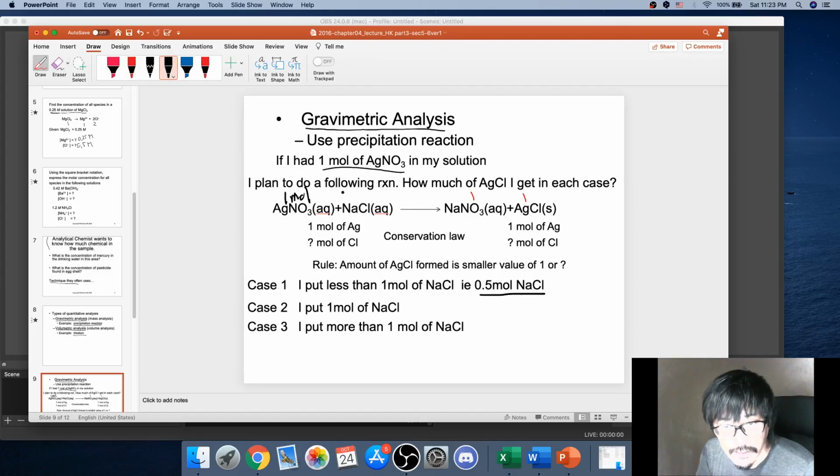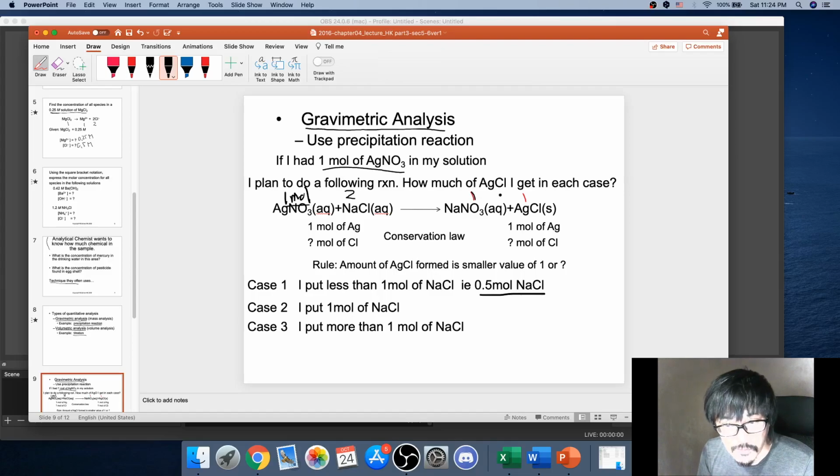But if I had 2 moles of these things in the solutions, then how many more of that do I form, and how many more of that do I form? Again, I only have 1 mole of the AgNO3. And to form the AgCl, I have to have Ag plus and Cl minus, but I only have 1 mole of Ag plus. So the maximum amount that I can form is 1 mole. So you always go with the smaller number.